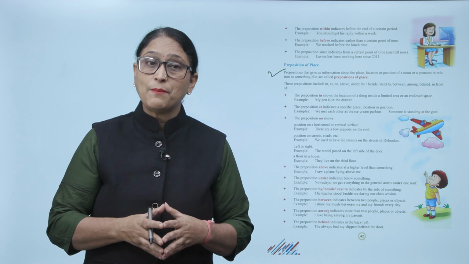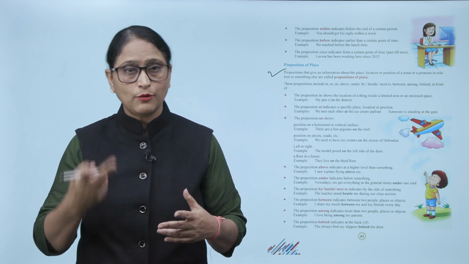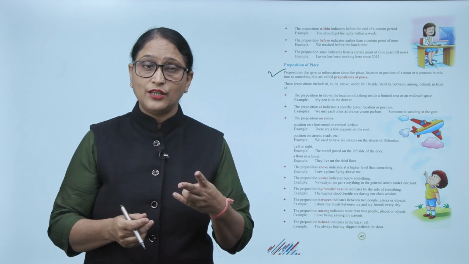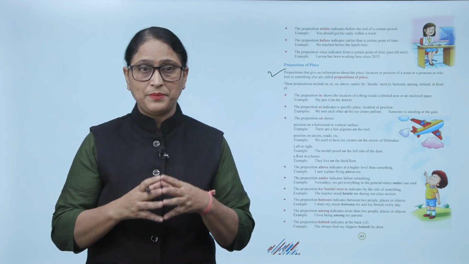The preposition among indicates more than 2 people, places और objects. अगर 2 से ज़्यादा हैं तो हम among का यूज करेंगे. Example, I love being among my parents.